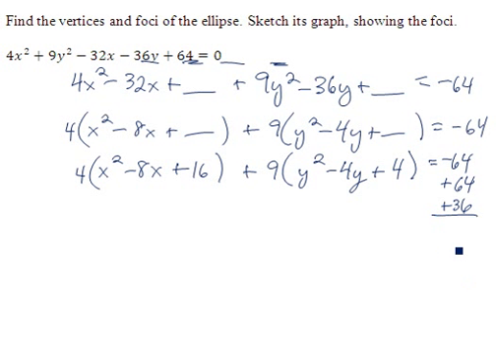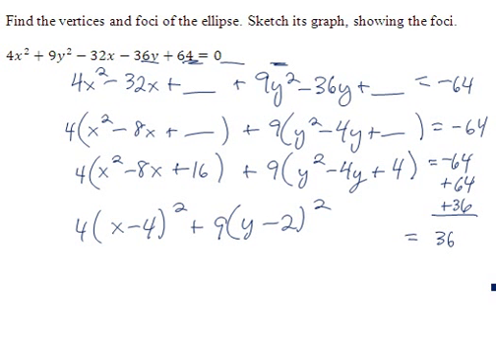So I'll add all those together, and we see that we have a right-hand side of 36, and a left-hand side of 4 times x minus 4 squared. That's the factorization of that. Plus 9 times y minus 2 squared, and all of that equals 36. I'll move that over here. So that is the form of the ellipse. It shows us where the center's x and y coordinates are.